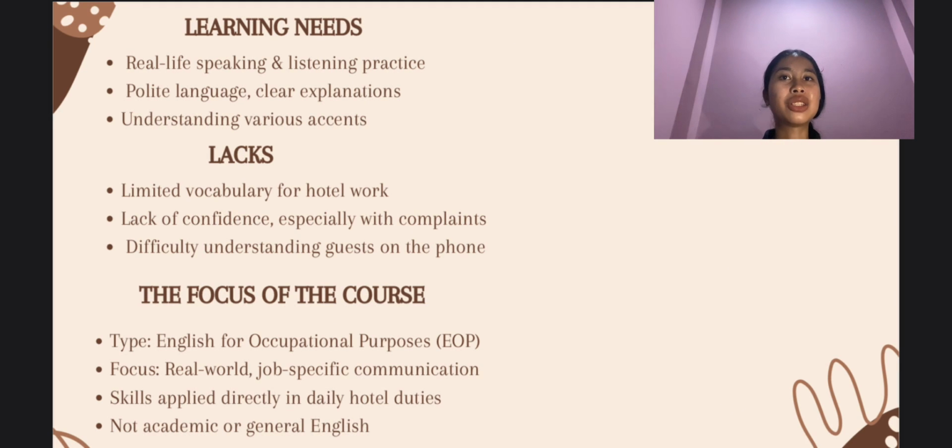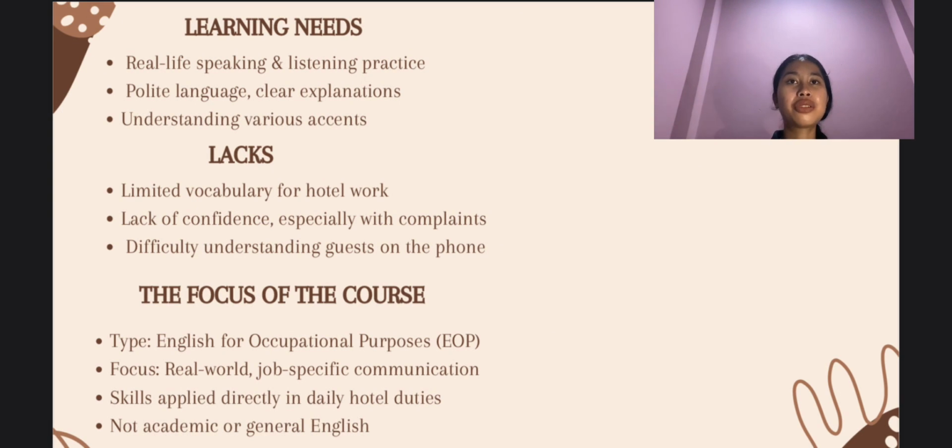Next, learning needs. Learners need more practice in real-life conversation, especially in speaking and listening. They also need help with using polite expressions, giving explanations clearly, and understanding different English accents. Next, lacks. Some learners struggle with finding the right words when speaking to guests. Others are not confident in handling complaints in English or don't understand guests well over the phone. Most of them need to improve vocabulary related to hotel work and use more natural English phrases.